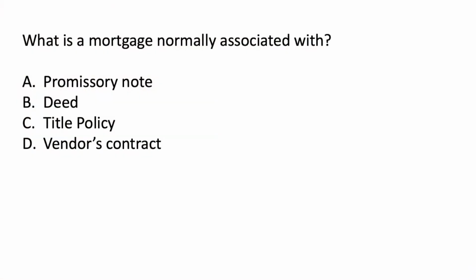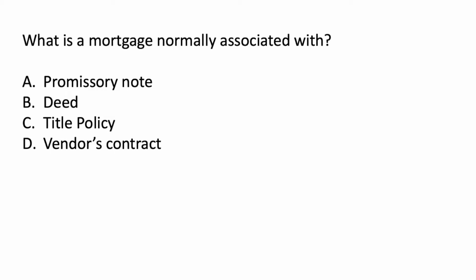It's very important that we get right into another couple of questions you very well could see on the real estate examination. The first one is, what is a mortgage normally associated with? Is that a promissory note, a deed, a title policy, or a vendor's contract? So what is a mortgage normally associated with?